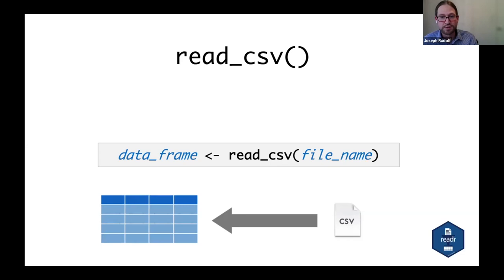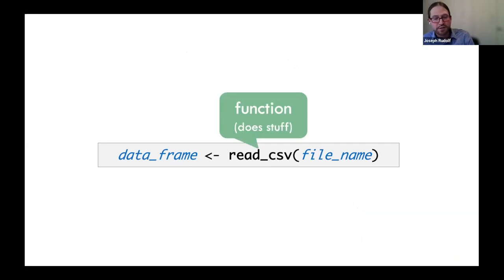Here's a template for how to use the read_CSV function to create a data frame object from a CSV file. You start with the name of the data frame object. Then you have this leftward facing arrow, then the read_CSV function, and the file name in parentheses. This code construct is exceedingly common in R, so we want to spend a few minutes exploring it together. Again, read_CSV is a function. Remember that functions are defined in packages. We loaded the tidyverse package to be able to use the read_CSV function.